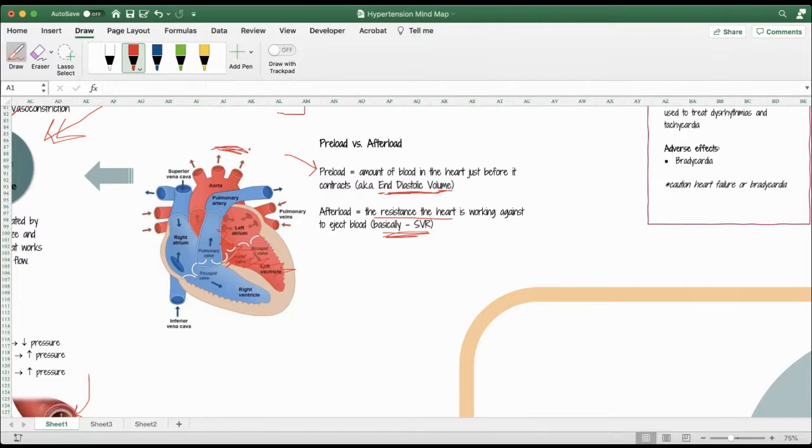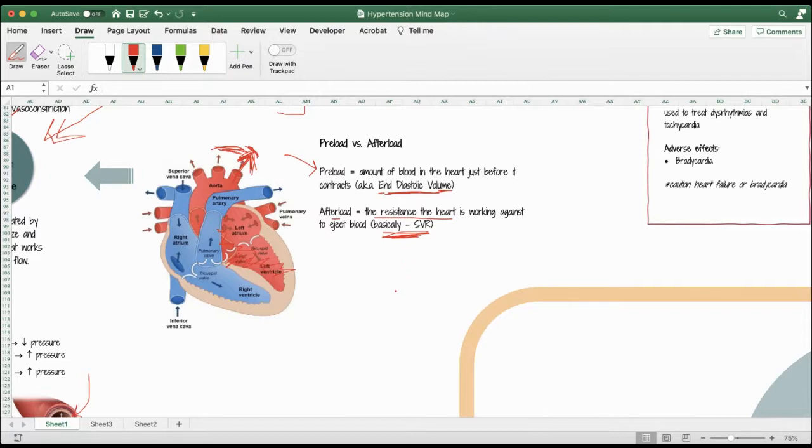If all our arteries are really tiny and constricted, for example, then our afterload, the pressure on the outside, is going to be really high, and it's going to be hard for the body. It's got to work against that in order to push out the blood. So think of afterload as really similar to your systemic vascular resistance. It's what the heart is working against.